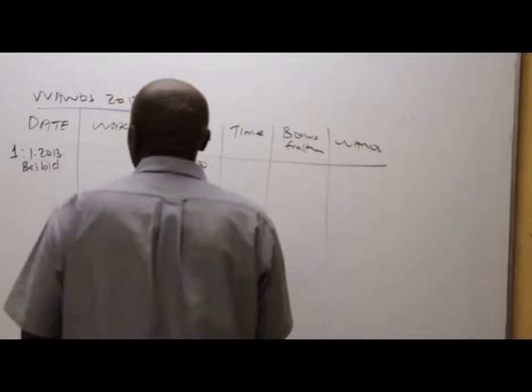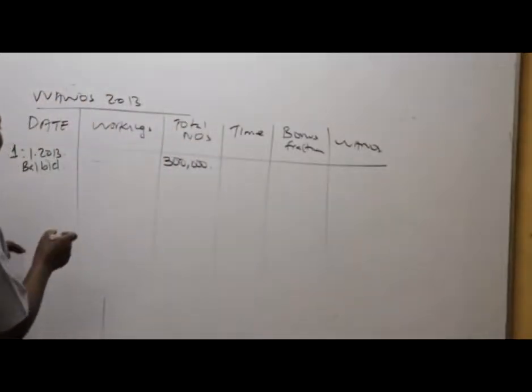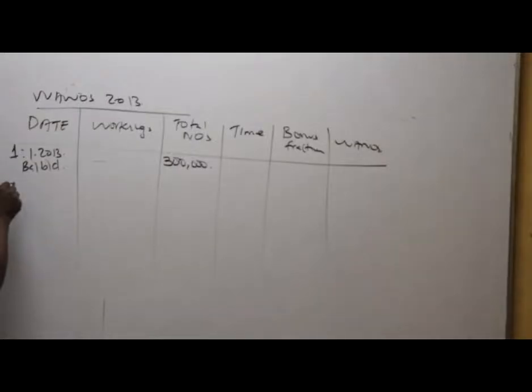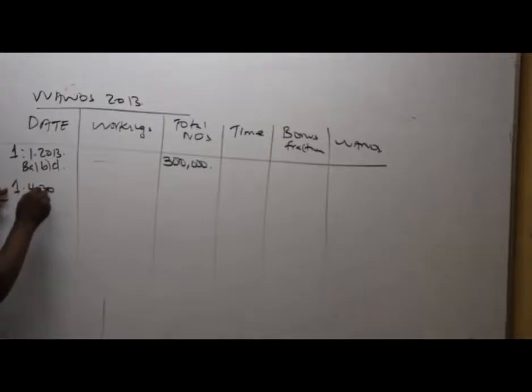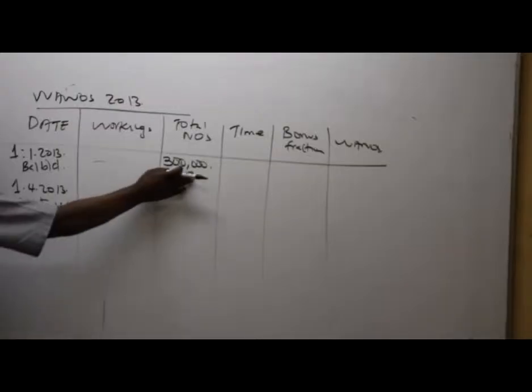Let us come here. What date did they say? What date was the rights issue? 1st of April 2013, there was a rights issue. And what was the rights issue? How many for how many? So they say 1:3. So 1:3 times the outstanding number of shares.